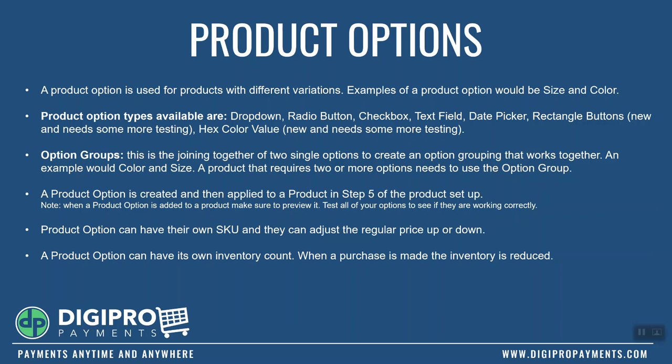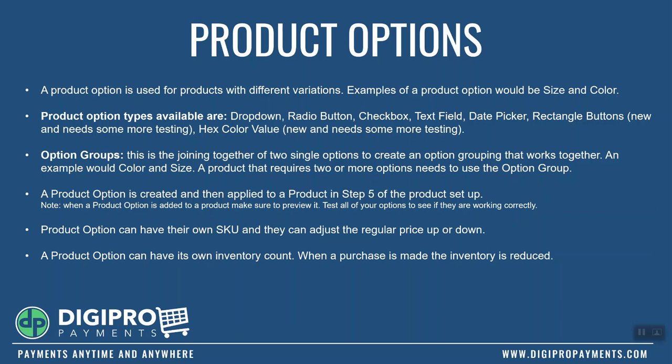Now, within our system, we have different styles of product options that are available to you. So currently the options that we have are a drop-down, radio button, checkbox, text field, date picker, rectangle buttons, hex color value. We also have what's called option groups.